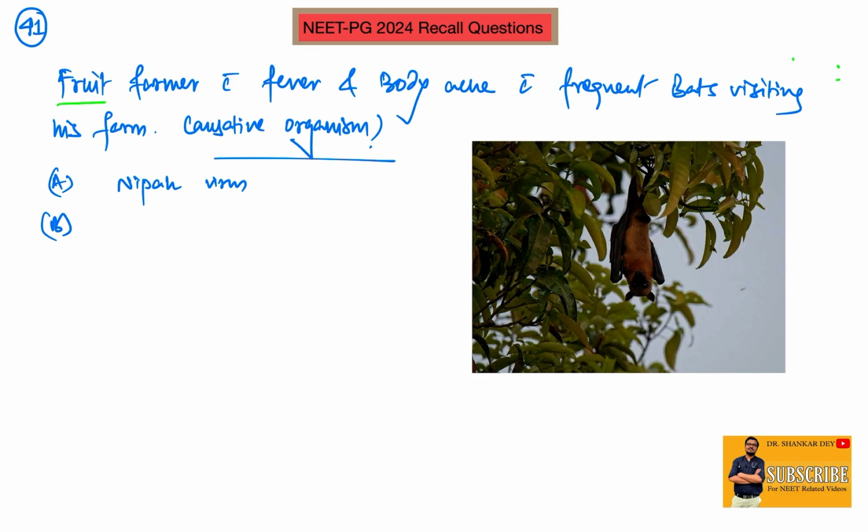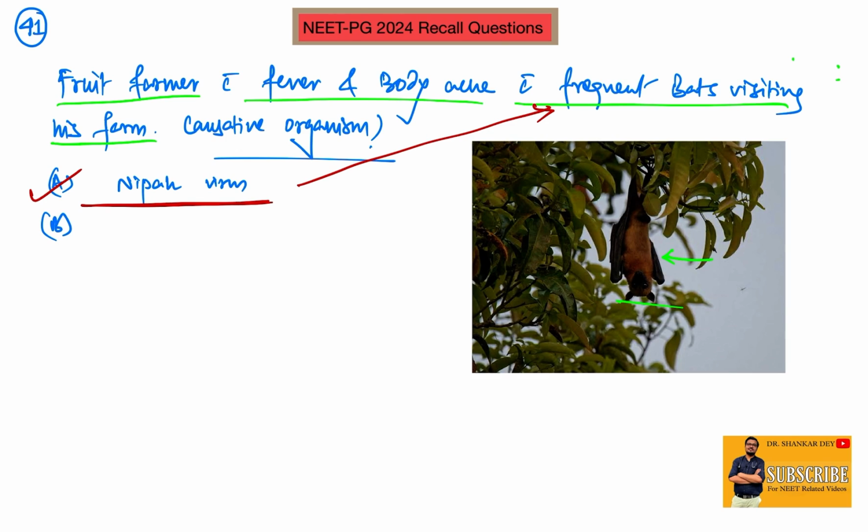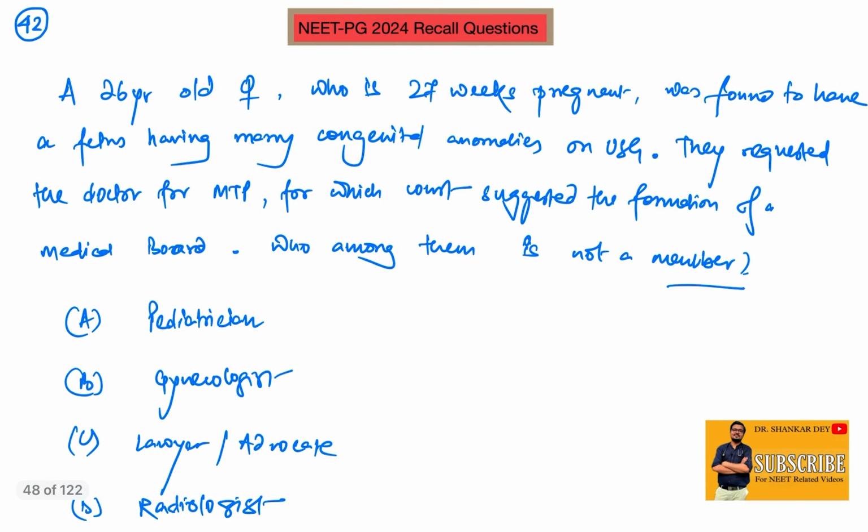Here, one fruit farmer presented with fever and body ache, and there is a history of frequent bat visits in his farm. As you can see in this image, there is one bat in his farm. So fever, body ache with exposure to bat, most probably the infection is Nipah virus, because Nipah virus is commonly associated with exposure to bat and eaten fruits, and presenting manifestations may be fever, body ache, malaise, even encephalitis, etc.